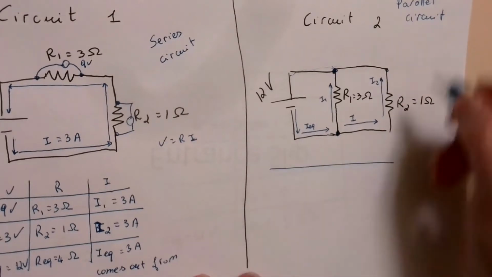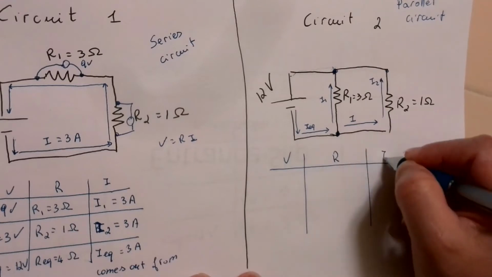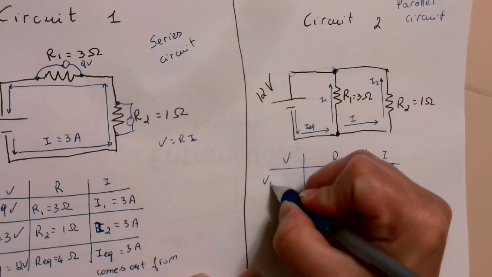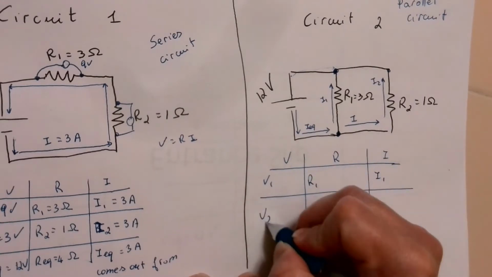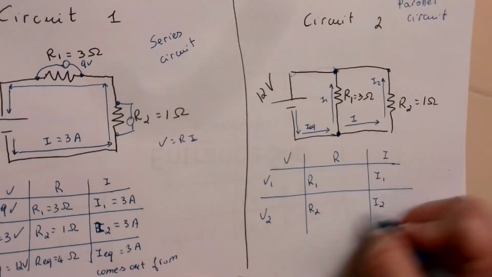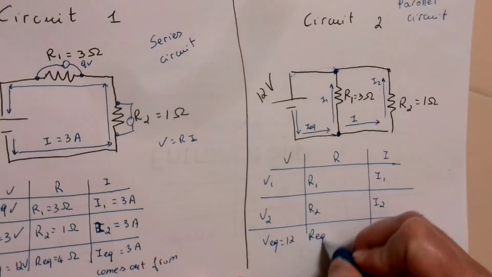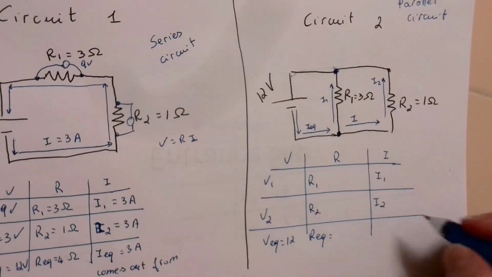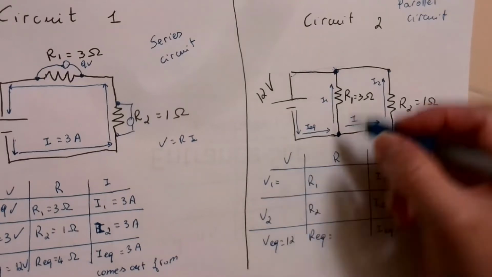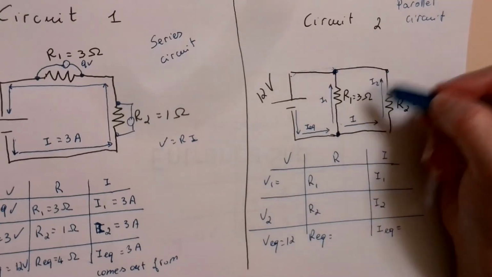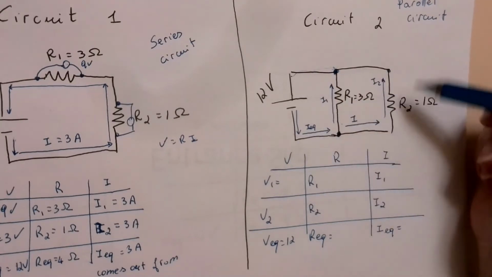So in a parallel circuit, I still have V equals Ri, okay? So I have V1, R1, and I1. I have V2, R2, and I2. And then I have the V equivalent, which is the one I gave you, the R equivalent, which is the one I have to calculate, and I equivalent, which I'm going to calculate. And also, because of what we said, and because this is a parallel circuit, the voltage across every single resistor is always the same.